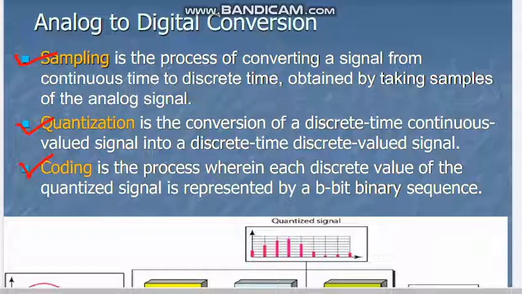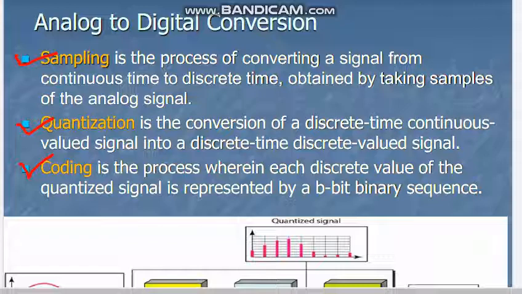So this process contains three phases. The analog to digital conversion has three phases. First is sampling, second is quantizing, third is coding, and those are the three parts of conversion. So here you can see the first process, or first step, or first stage, is sampling.